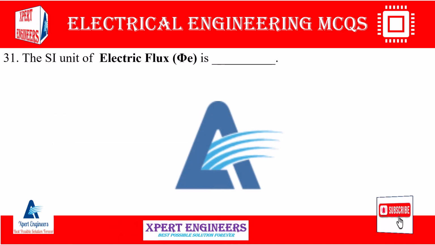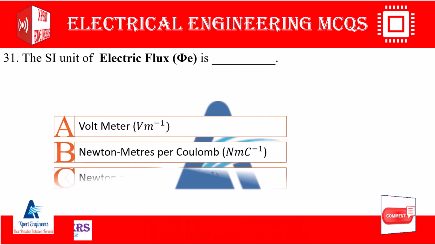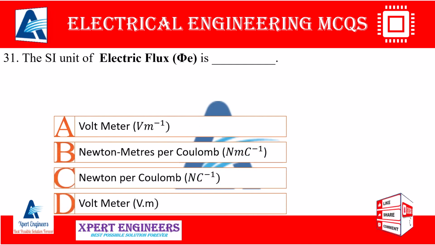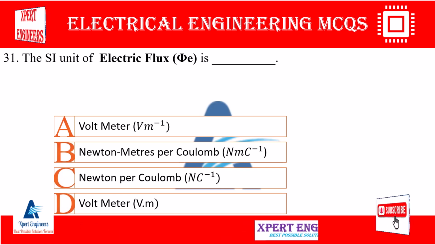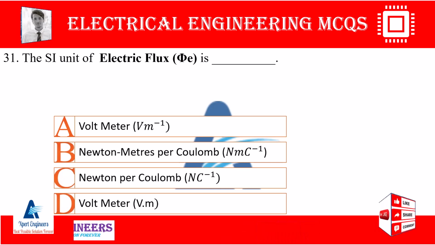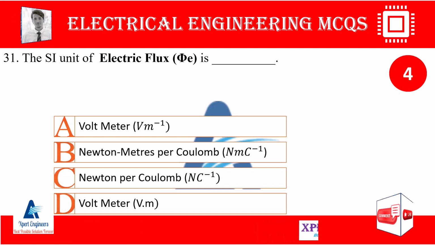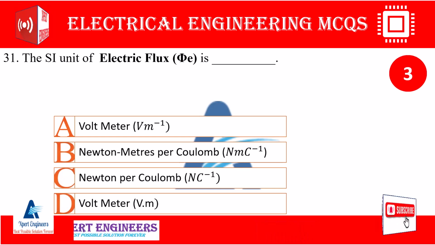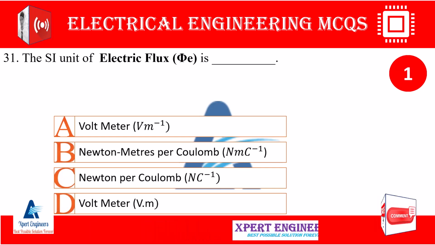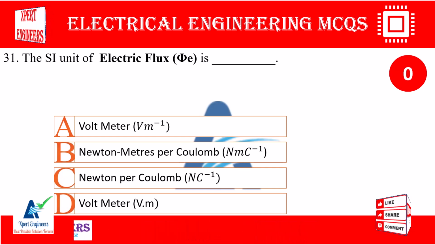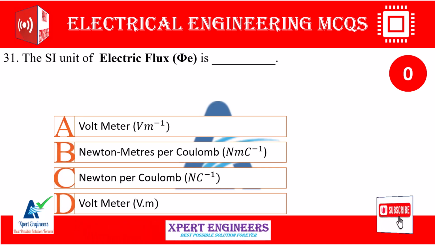Next is the SI unit of electric flux is dash. A, volt per meter, B, Newton meter per coulomb, C, Newton per coulomb, and D, volt meter. The correct option is D, volt meter. The SI unit of electric flux is volt meter.